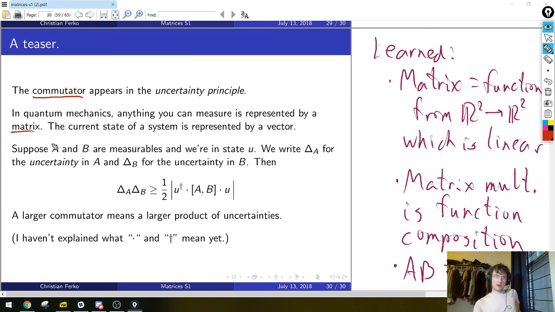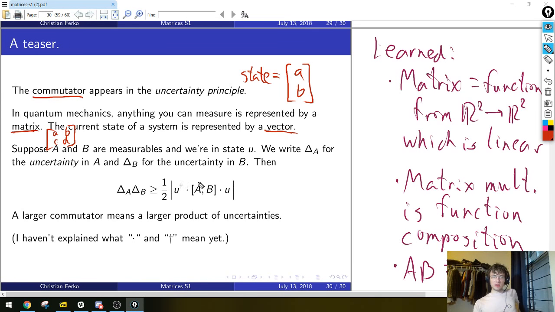So every measurable comes along with a matrix. So measurables are matrices, and the current state of the system you're studying is represented by a vector. If I prepare my electron to be in a particular state, that state can be written down as a two-component vector like (A, B). So that's the state. And then the thing I'm going to measure is a matrix. So my measurable will be some matrix ABCD.